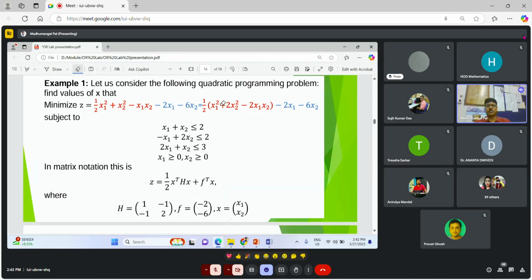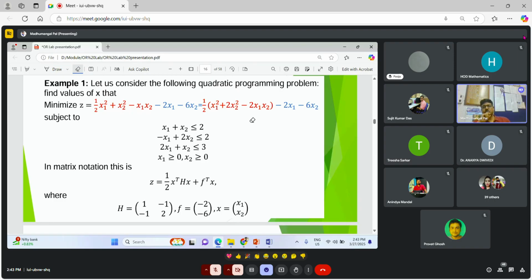Okay, to get the H, we take half in common from the quadratic terms. So half into (x1 square plus 2 x2 square minus 2 x1 x2). See how we can generate the matrix H from this quadratic expression. The diagonal elements of the matrix H are 1 and 2. This is coming from the coefficients of the variables x1 square and x2 square. So x1 square is the element at the 1,1 position of the matrix, the coefficient of x2 square represents the element at the 2,2 position, and so on. So the diagonal elements are coming from the square terms.